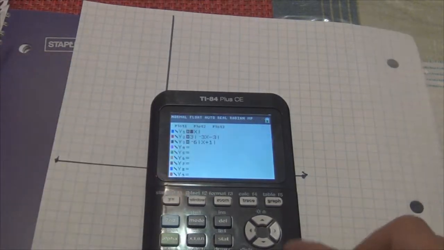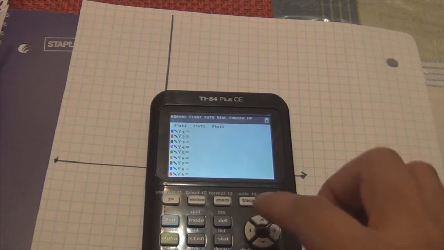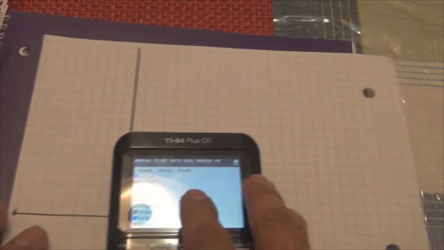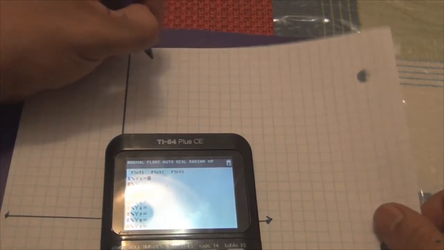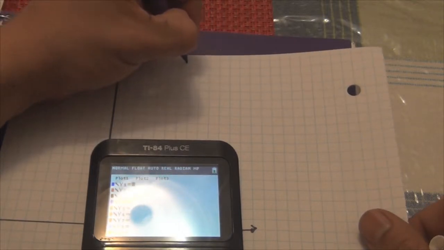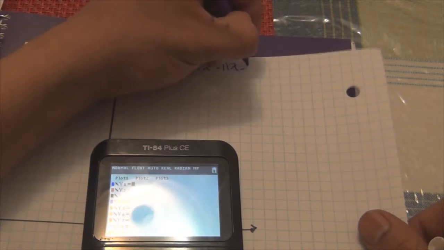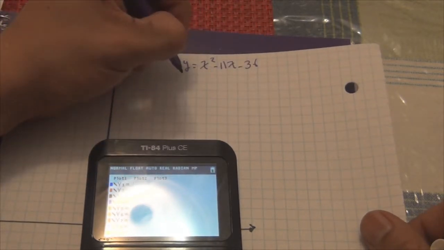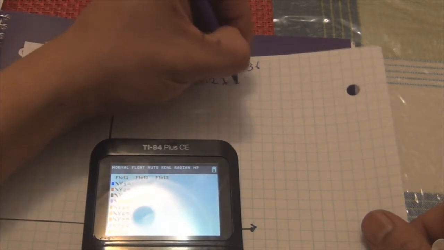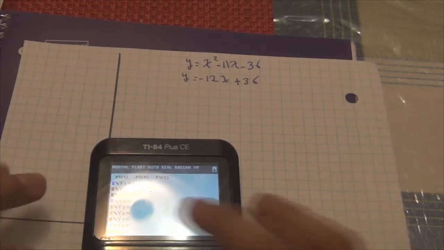All right. So press y equals, erase everything that we've been doing on the last session, and we are going to grab our equations. So let me write down what our equations are. Right here, we have y equals x squared minus 11x minus 36. And we also have y equals negative 12x plus 36. We have them right there, and we are going to graph them with the graphing calculator.